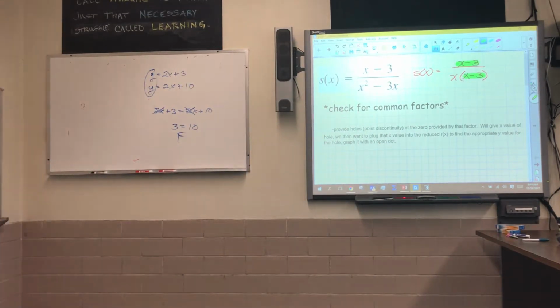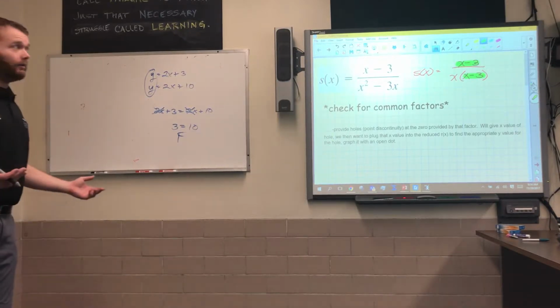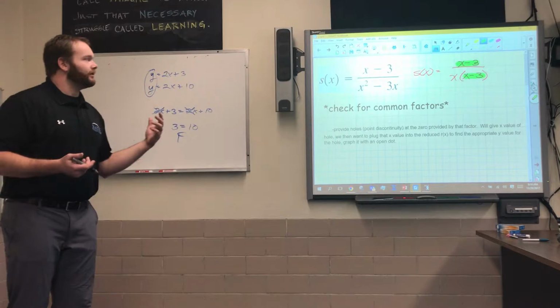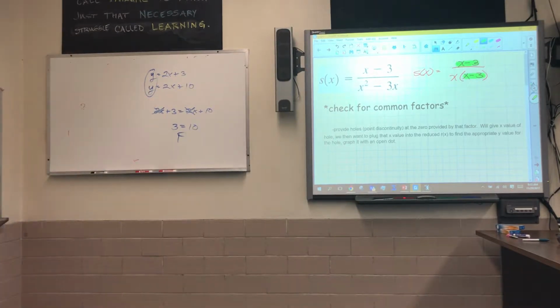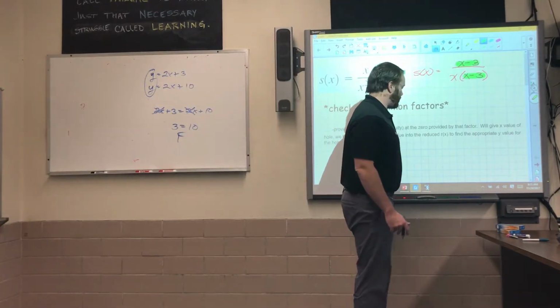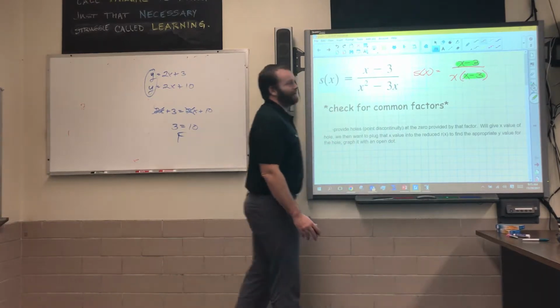And as you go through multiple examples, you could have as many common factors as they want. You could have 3, 4, 5 common factors, and that would mean you'd have 3, 4, 5 holes, right? You're going to have a finite set of holes, but however many factors repeat up top and the bottom, you're going to have holes there.